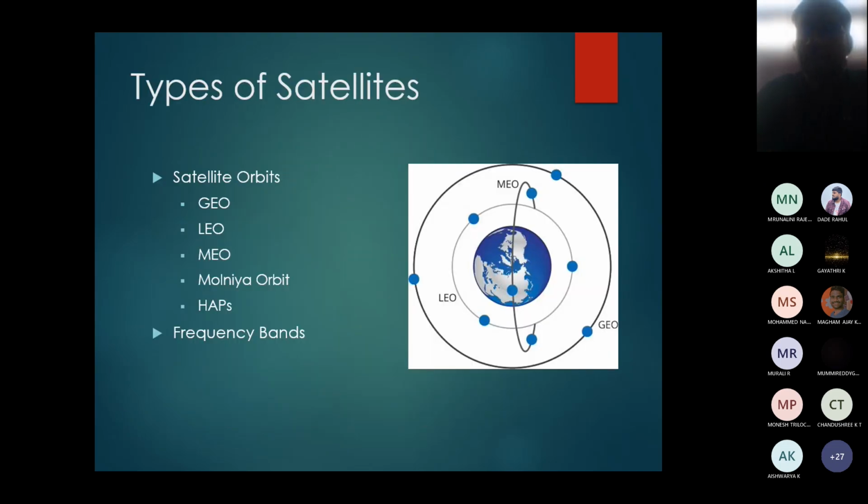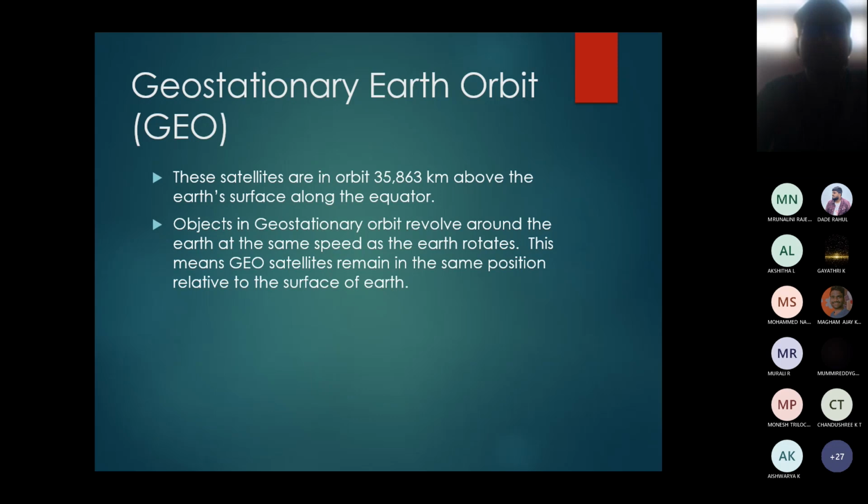Many types of satellites we have discussed, that I have highlighted here. One can be called GEO, which stands for geostationary Earth orbit satellite. LEO stands for low Earth orbit. MEO stands for medium Earth orbit. Then the Molniya orbit satellite. Then a high altitude orbit. I will see it, and we will discuss the frequency bands.